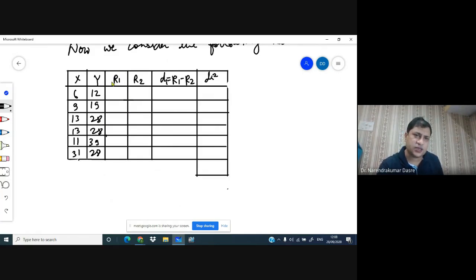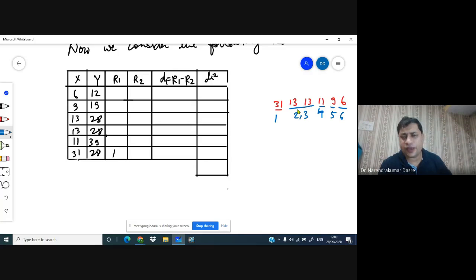So we are first considering the ranks of X. As we know, maximum marks get the better rank. So maximum is 31, so it will get rank 1. Now suppose I arrange these terms: 31, then 13, 13, 11, then 9 and 6. So this is the first, but here you will have the second and third, then 4, 5, and 6.